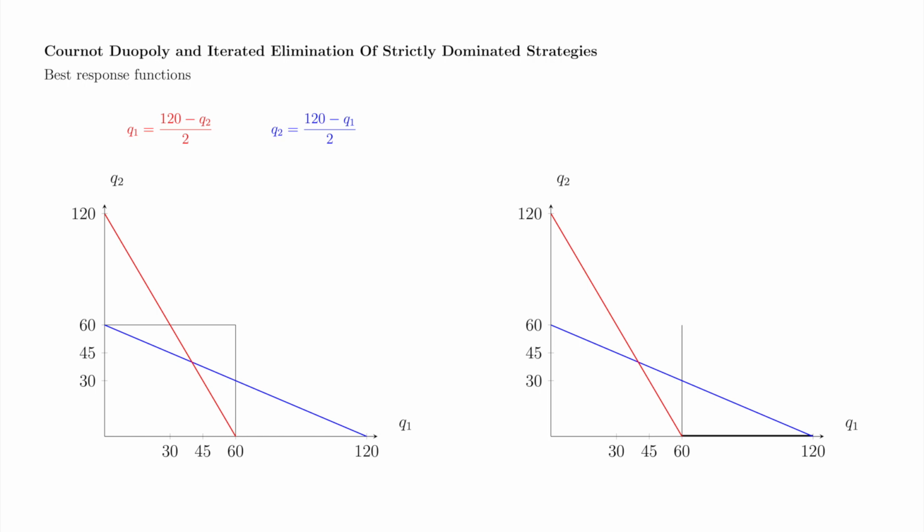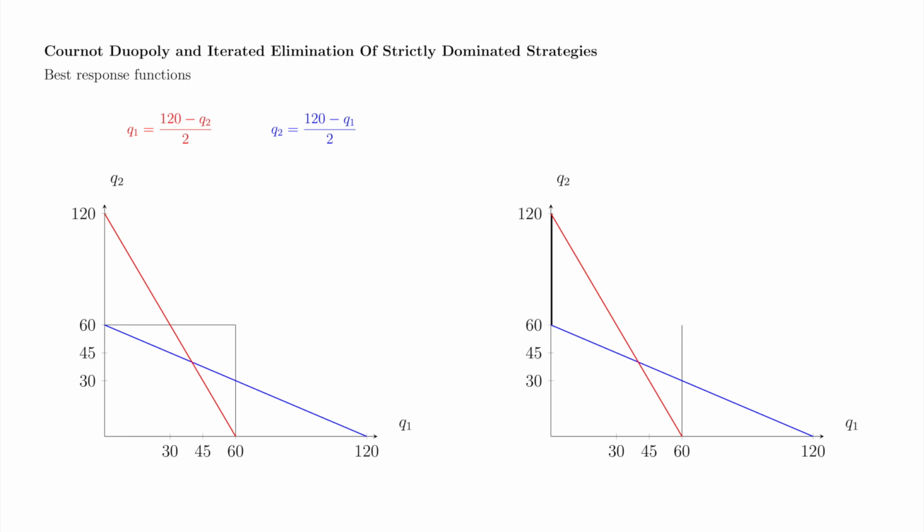Eliminating the portion of the Q1 axis greater than 60 also eliminates the portion of Firm 2's best response function, shown in blue, to the right of the vertical line. This eliminated piece of the blue line is the portion of Firm 2's best response function in which it best responds to Firm 1 selecting an output greater than 60, which Firm 1 never does.